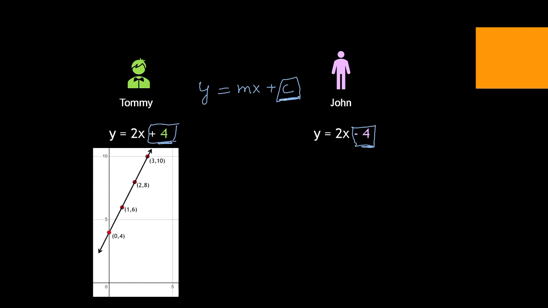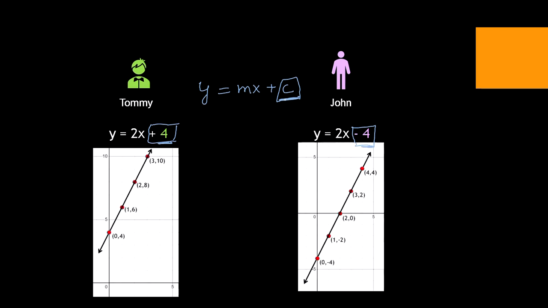Now let us have a look at the graphs of the two equations. The graphs also seem to be pretty similar, right? They seem to be pointing upwards in both the cases. And the only difference is where the graph or the line meets the y-axis. If you see, it meets the y-axis at this point in case of Tommy, and in case of John it meets the y-axis at this point. Now let us have a look at what exactly this means.